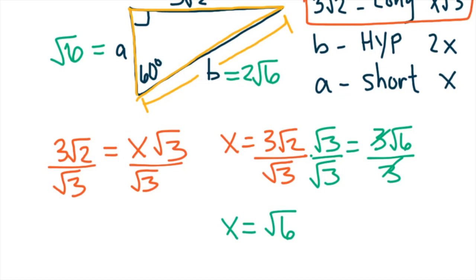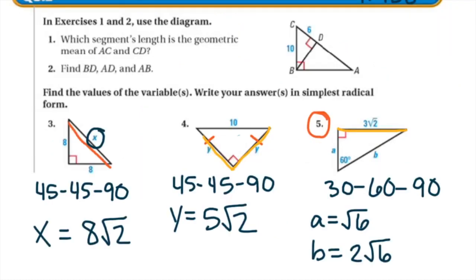So there you have it. A equals radical 6 and B equals 2 radical 6. That concludes our review. Good luck on your quick check.